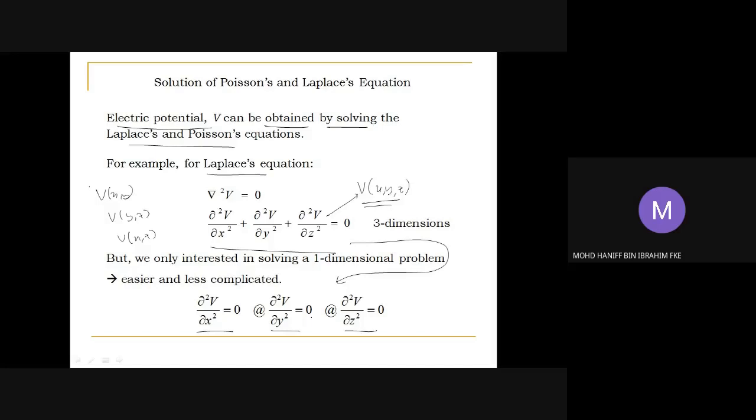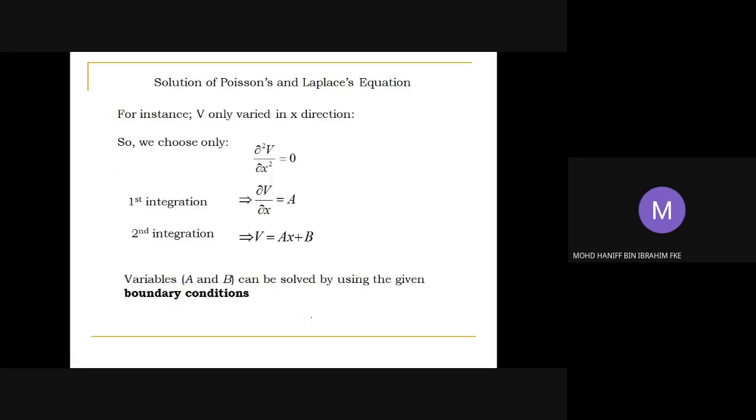So for instance, if V changes in the x direction, we now have del squared V over dx squared equal to 0. To solve this, we have to integrate for the first time.